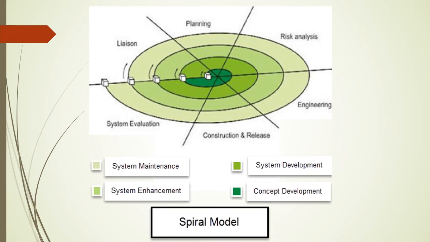Alright, this little diagram here shows the spiral model. Alright, and in the phases it goes from light green straight to dark green. So the system maintenance, right, this will be on the outside, because this is not as important, and the more important stuff is inside of the spiral, right?